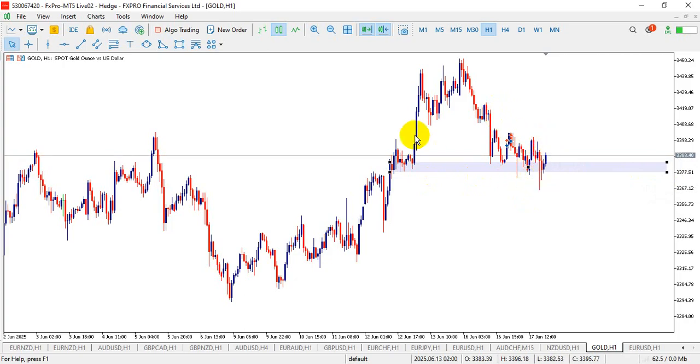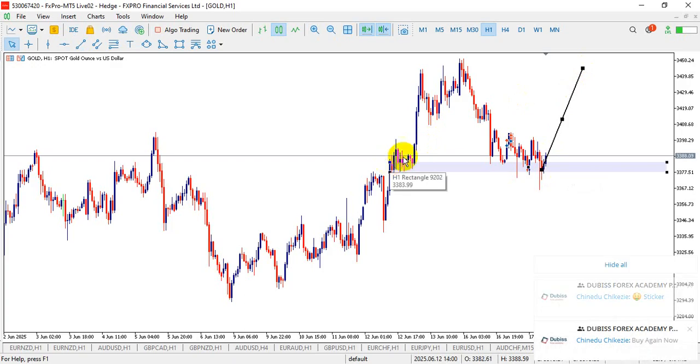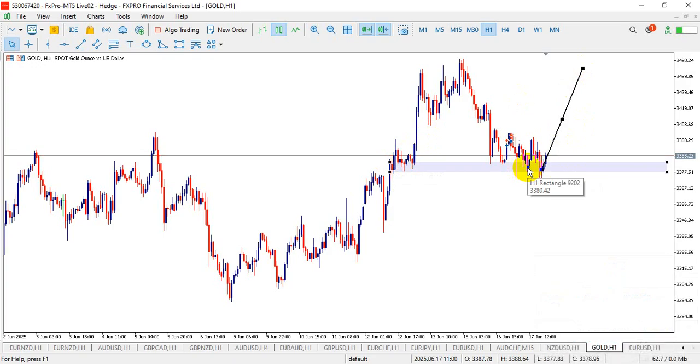So what are we seeing there? Most likely from there, gold will bounce up from here. If you watch this demand zone, you can see that gold has been on this zone several times. They tried to push it down, but they were unable. The buyers have been defending that zone. So what I think is that from this point, gold will be moving up.